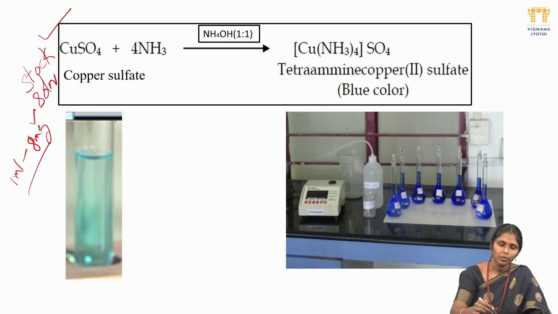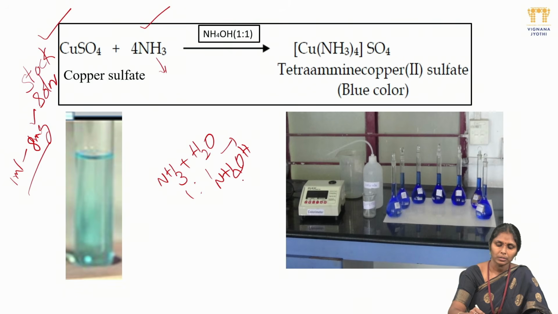That stock solution, first we have to place in a beaker. We have to charge it into the beaker and add ammonium hydroxide solution. The main ligand is the ammonia ligand. How can you prepare this ammonium hydroxide? Ammonia and water in equimolar ratio give ammonium hydroxide. This ammonium hydroxide we have to add to the copper sulfate solution. Then it forms a complex, called a tetraammine complex.